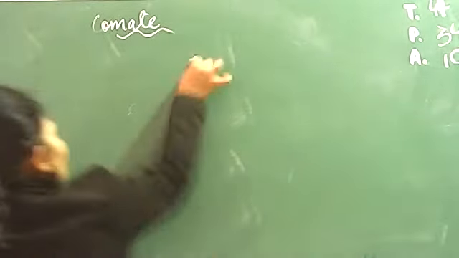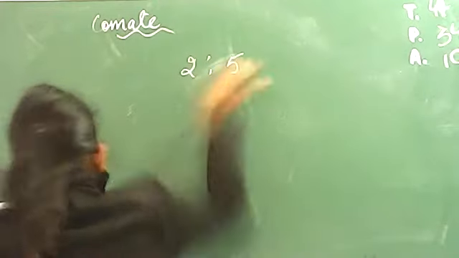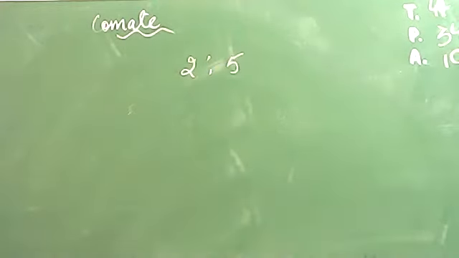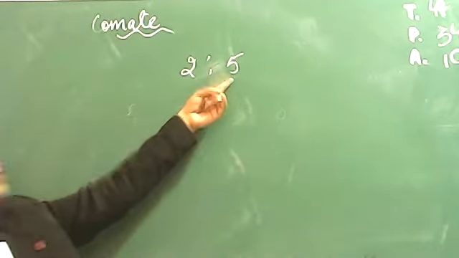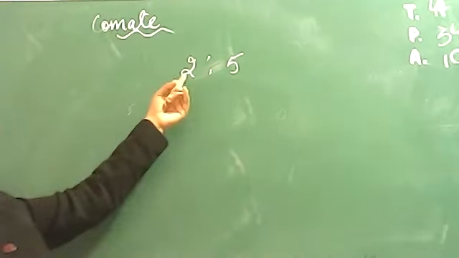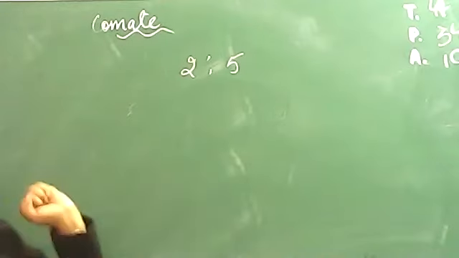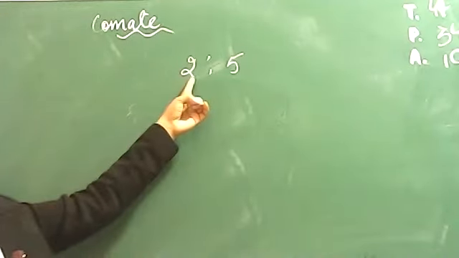Question number 3 is: the ratio of the number of lemons to the number of glasses of water in lemon juice is 2:5. It means number of lemons and number of glasses of water. It means when 5 glasses of water are used to make juice, 2 lemons are used in it. Okay, when we make 5 glasses of juice, only 2 lemons are needed.